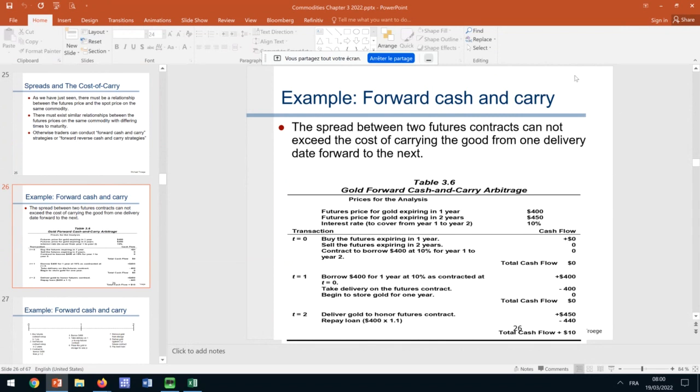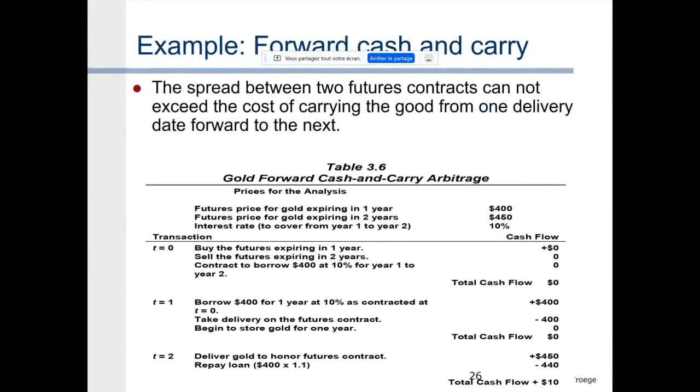So you need now 3 periods of time. You need a period of time when you enter all your contracts, and then you have 2 periods of time where basically what you have entered in as contract will take place. So what do we do at time 0? At time 0, we will just buy 1 year future. Okay, again, it's about gold, and we have the futures price for gold expiring in 1 year is 400. Okay, so that's the 1 year futures price. And we have the futures price for gold expiring in 2 years, that's 450.